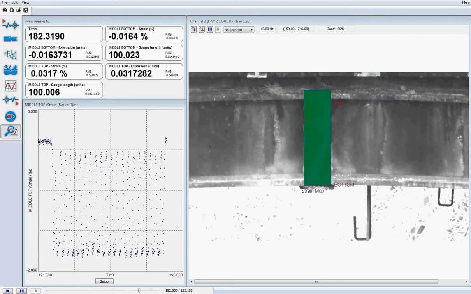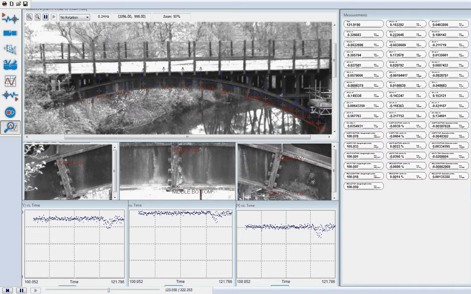And when the train has finished going, you can see that the RMS of those strain readings is about 0.02%, and the RMS of the extension is about 0.02 millimeters. So as you can see, video gauge can be used for wide area investigations, but also detail zoomed in views.